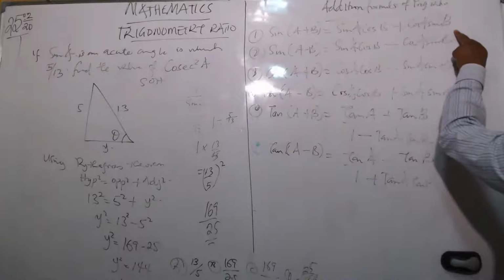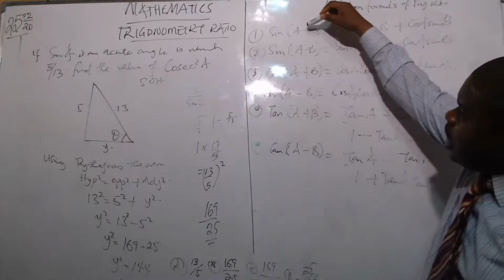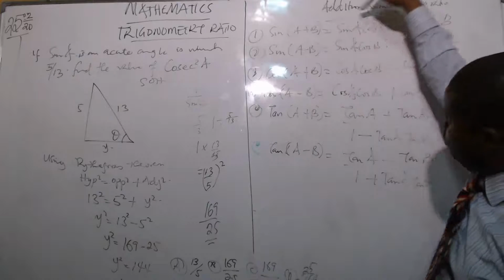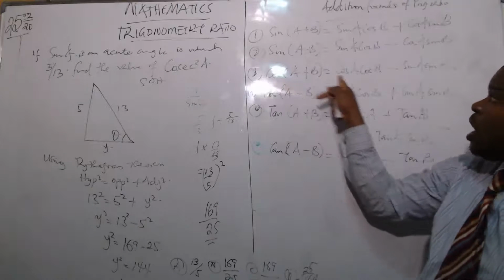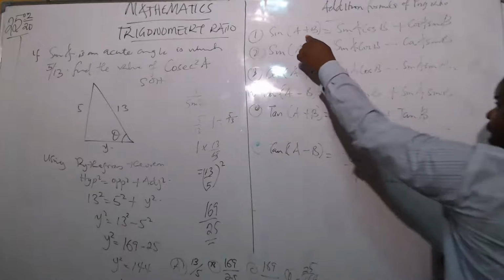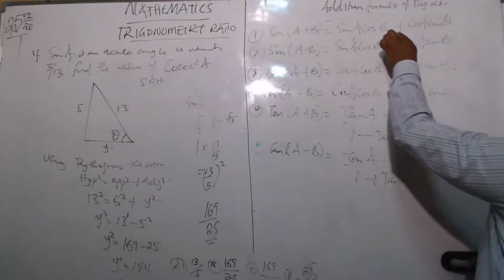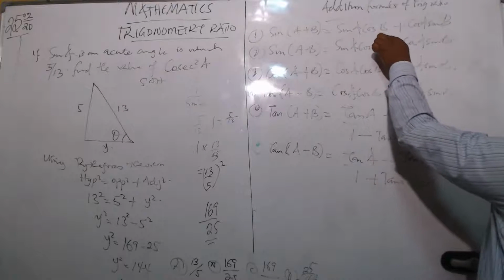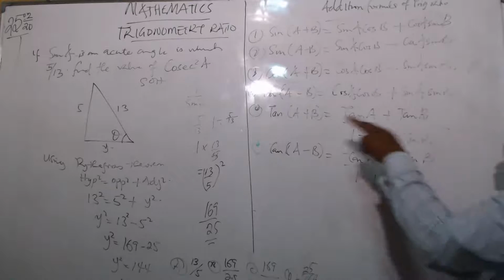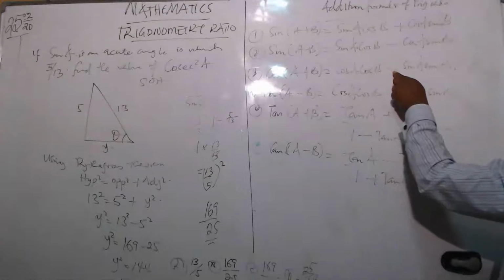Cos and sine. Now, come to cos. For sine now, we have plus. Now, for cos now, we have negative. So don't get confused. For sine here, we have plus. Here we have sine multiplying cos. Now, for cos, we have plus here.